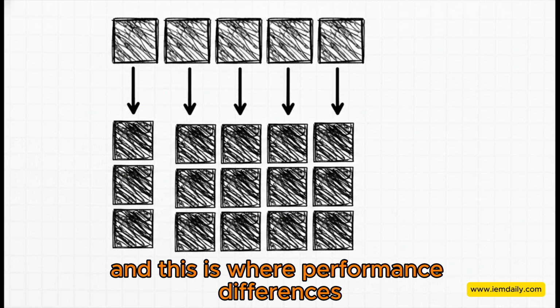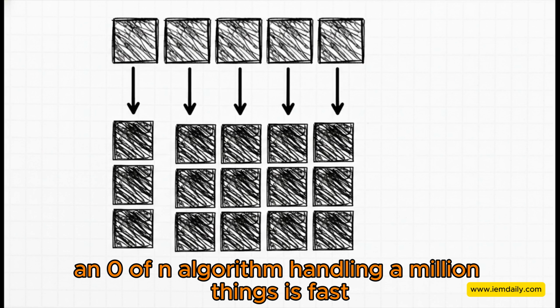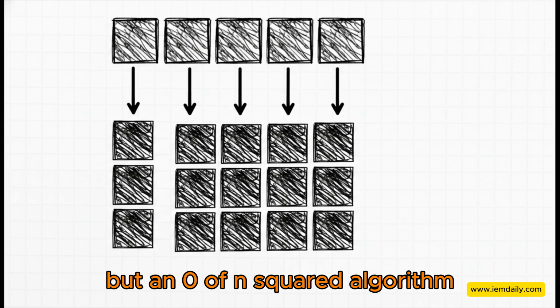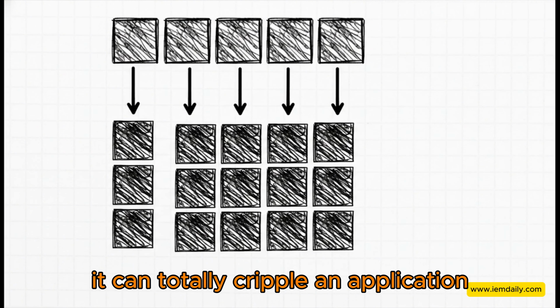And this is where performance differences become absolutely huge. An O of n algorithm handling a million things is fast, but an O of n squared algorithm, that could take minutes or even hours. It can totally cripple an application.